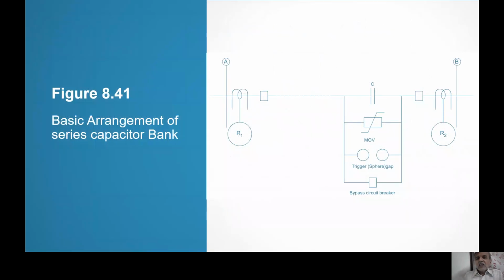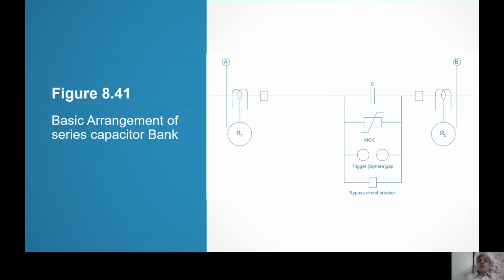If you see, the series capacitor arrangement is not a simple series capacitor adjustment, because through C, when a fault occurs, high current is going to pass. So IXC, the voltage drop, is going to be very large. And that large voltage drop can puncture the capacitor, can damage the capacitor.